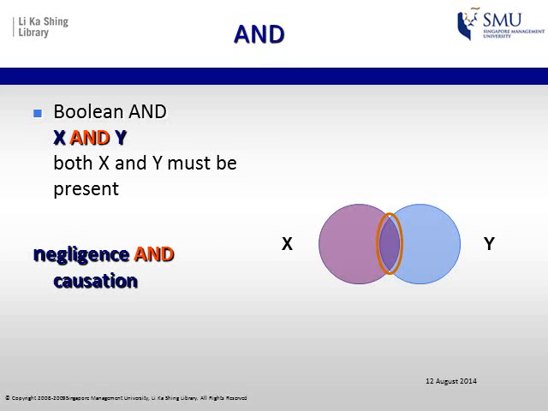The most common connector is AND. It is used when you want both terms to appear in documents retrieved. For instance, entering negligence AND causation means that the search engine will only retrieve documents that contain both terms. This will narrow your search.